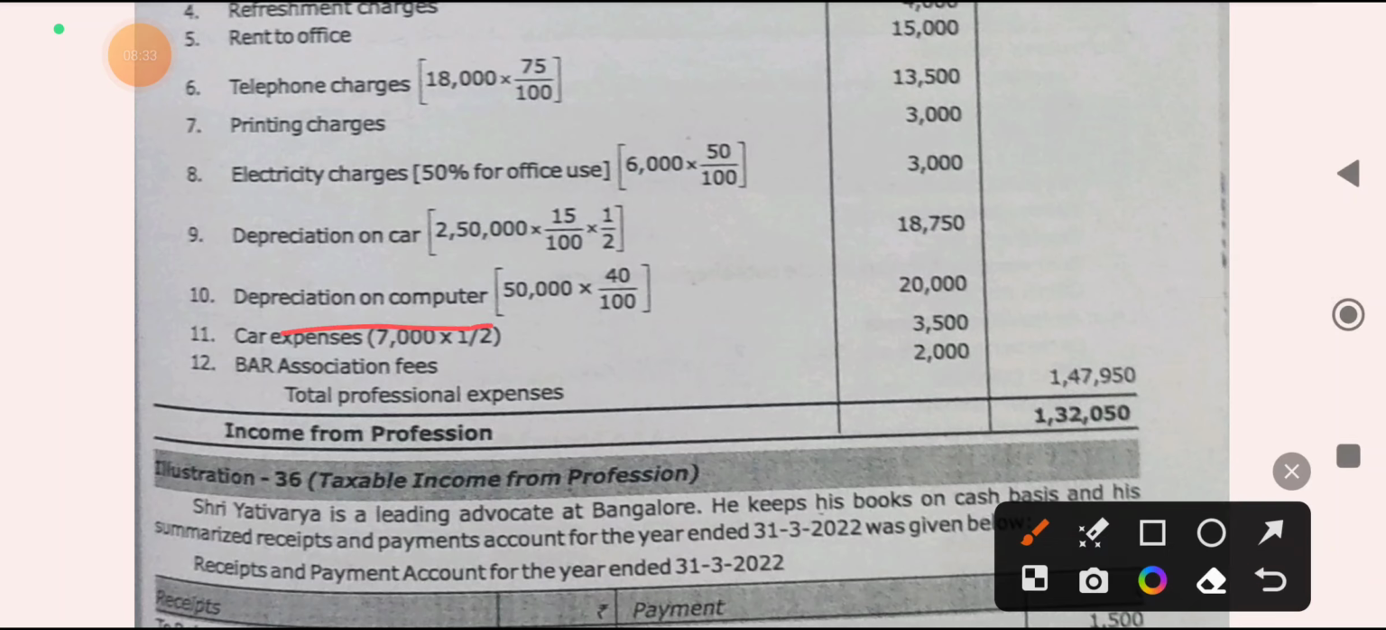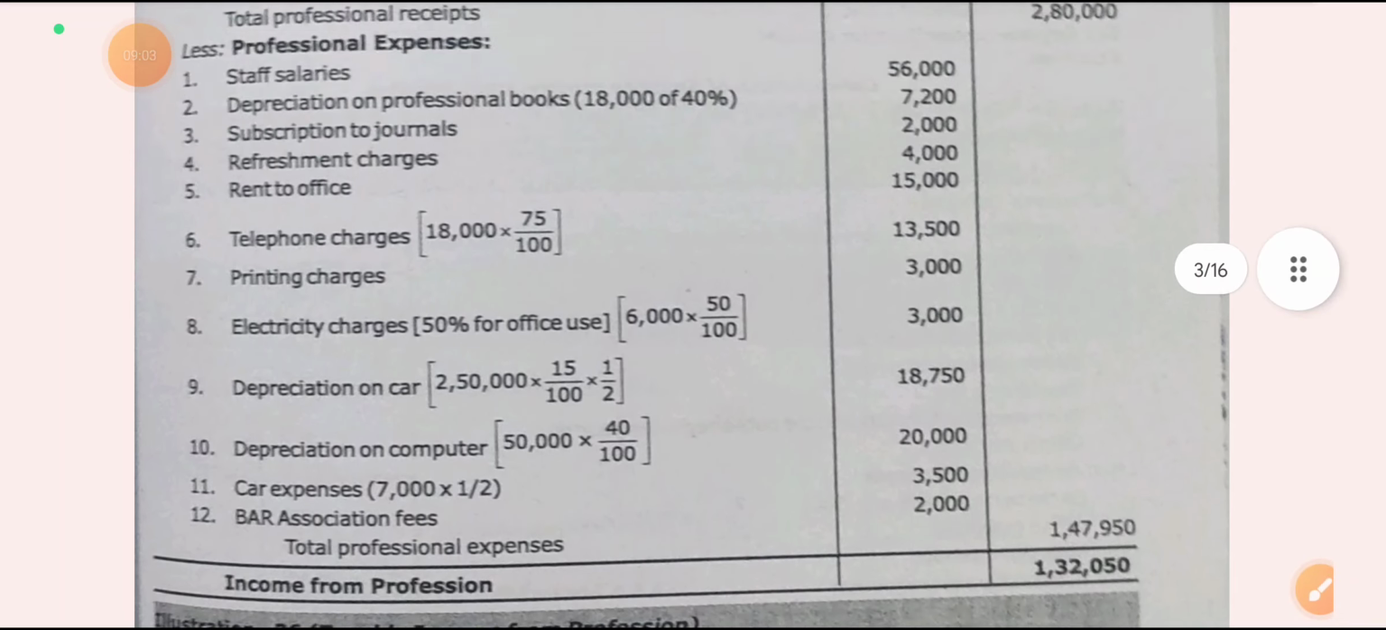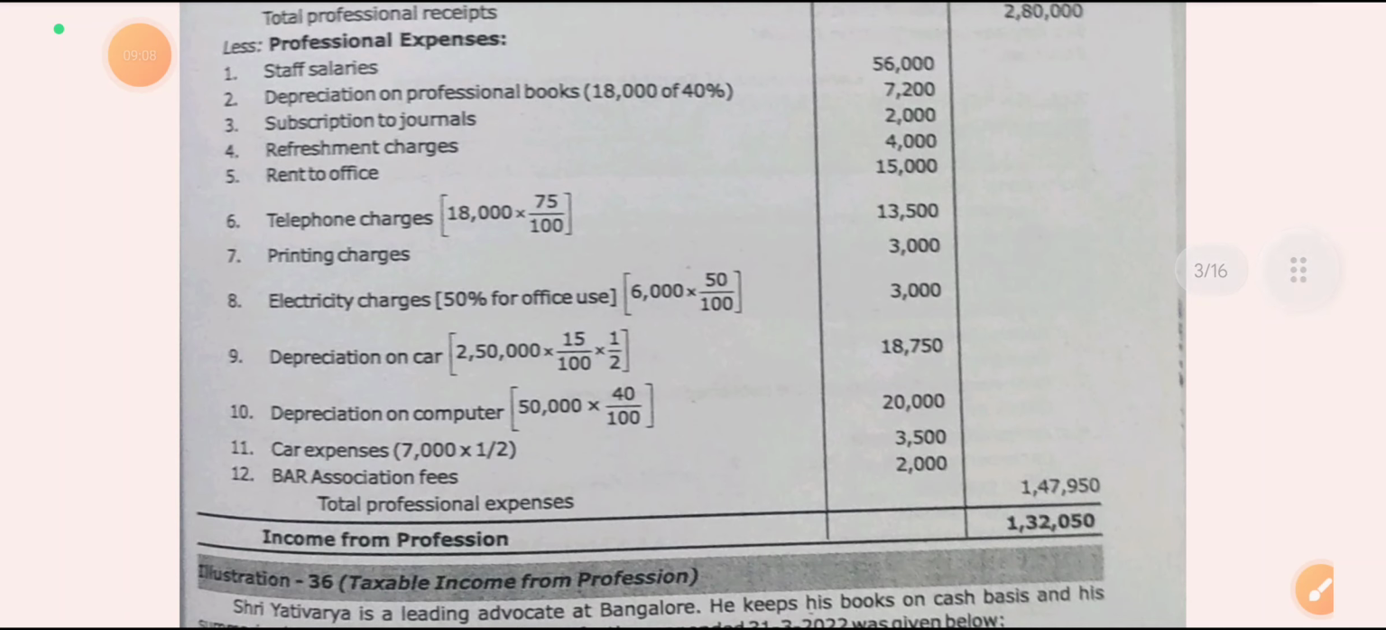Depreciation on computer, here they said take 40%, so we are taking 40%. Car expenses, half is used for business purpose, so of 7,000, the personal half will be ignored, 1 by 2 we need to take. Next, bar association fees is an expenditure for the lawyer. So this is how we need to solve the business related problem. In just 10 minutes we have finished the entire answer.